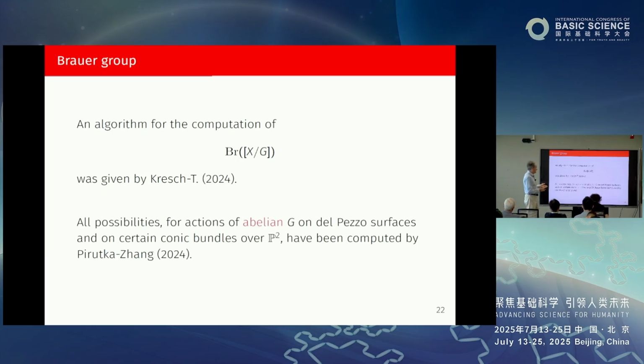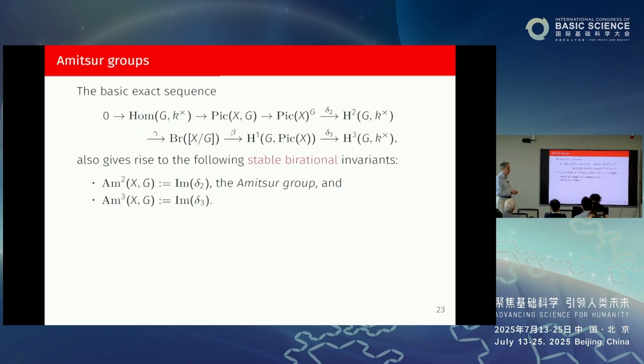And then, of course, you can ask, well, you have an algorithm, so let's compute. In fact, all actions of abelian groups on Del Pezzo surfaces and certain conic bundles have been computed. The Brauer group for those quotient stacks has been computed in some recent papers following our algorithm. So let's go back to this sequence.